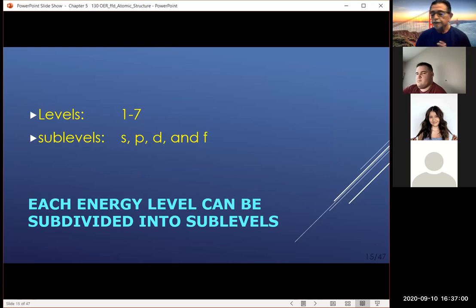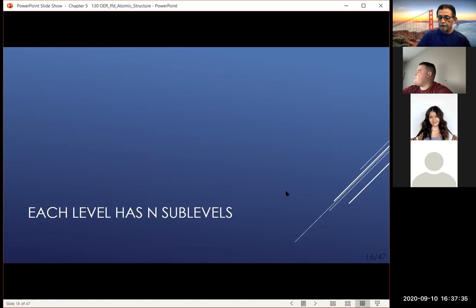So there are 7 energy levels that we have. Okay? Now, further analysis determines that within the energy levels, we have sublevels, also called orbits. Okay? There are 4 types of orbits. They are designated by these lowercase letters. They are the S orbit, the P orbit, the D as in David orbit, and the F orbit. Okay? Now, every energy level can be subdivided into these sublevels or orbits.